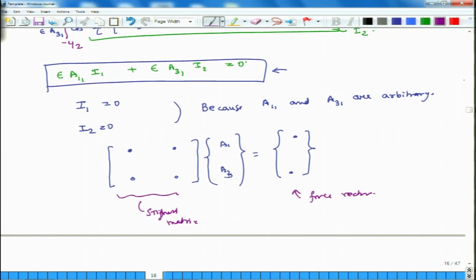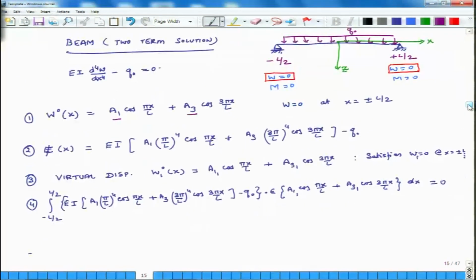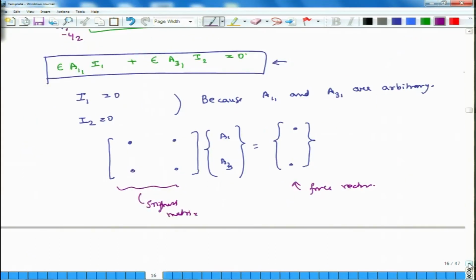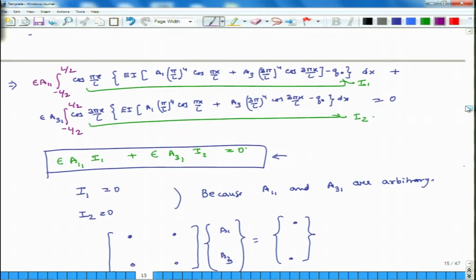A1 and A3 are amplitudes of the displacement components, right. What is the first component? The first component is A1 cosine pi x over L, the second component is A3 cosine 3 pi x over L. So, you solve for these and you get A1 and A3. All it requires is basic arithmetic, algebra, integral calculus, and these are simple functions, so it is not difficult to integrate them at all.